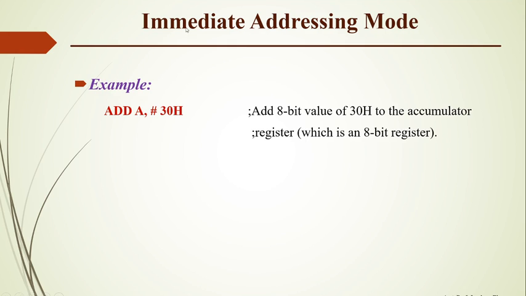Here the hash sign indicates that this 30H is nothing but the value. After execution of this instruction, this value that is immediately available in the instruction is added with the content of the accumulator. Another example is MOV R0, #25H. In this instruction, the value 25H will be loaded into the register R0.